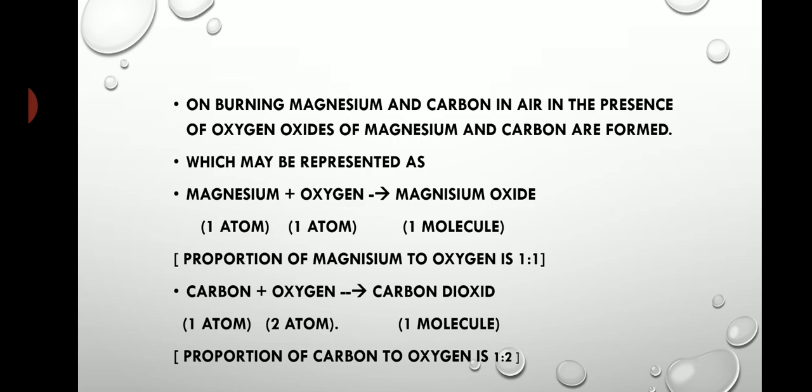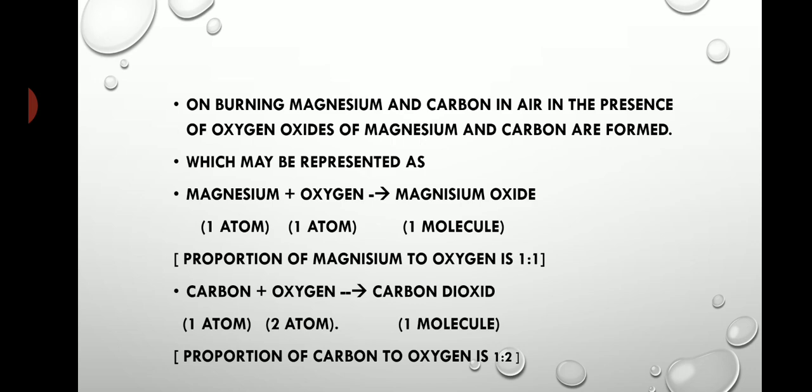How many atoms of carbon? One atom. How many atoms of oxygen? Two atoms of oxygen. That is why it is written dioxide. Di means two atoms of oxygen. And it will again form one molecule of carbon dioxide. Proportion of carbon to oxygen over here is 1:2. Why 1:2? Because carbon is having one atom and oxygen is having two atoms.